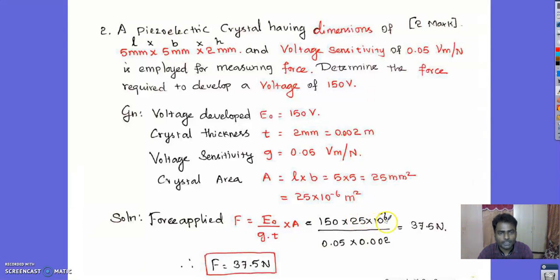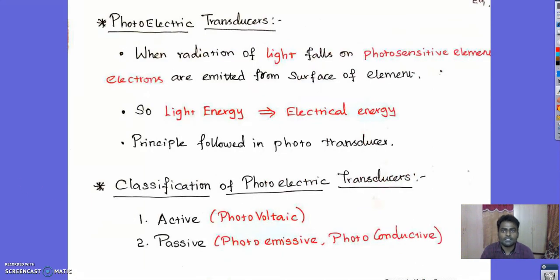So 25 into 10 to the power minus 6 meter square, divided by the voltage sensitivity 0.05 and the thickness, which I have converted into meter. So it is 2 into 10 to the power minus 3, nothing but 0.002. Finally I get the force value as 37.5 Newton. These are some problems, and these types of problems can be asked in university exams on the piezoelectric transducer.